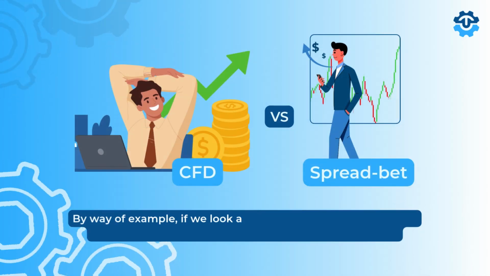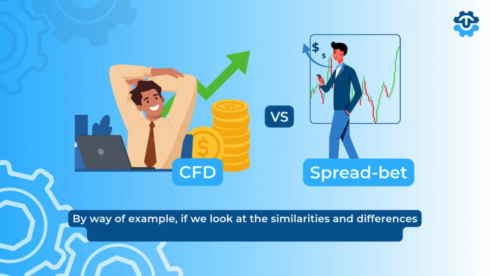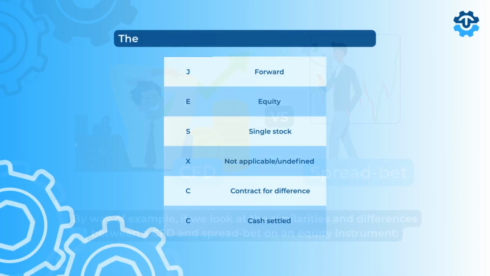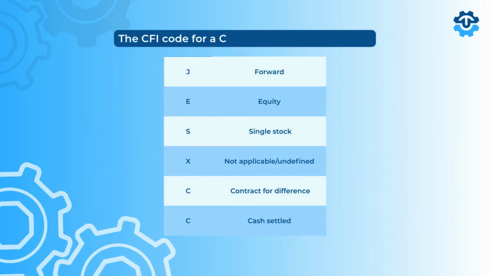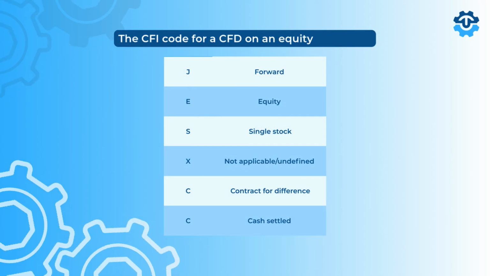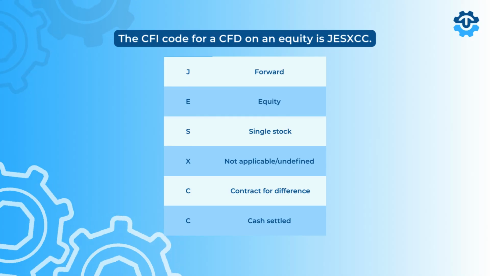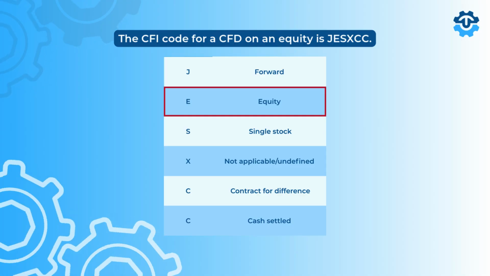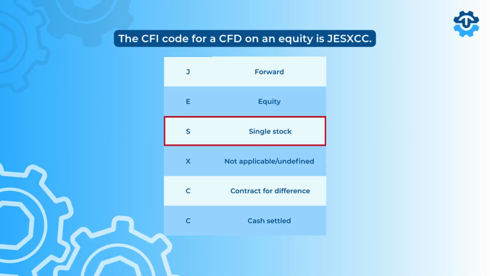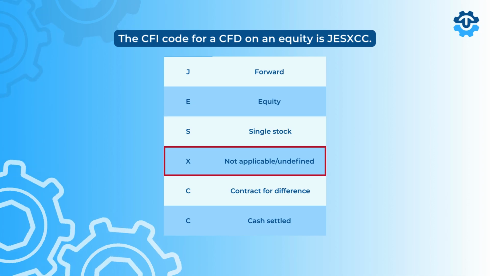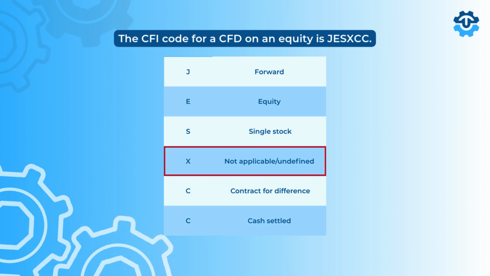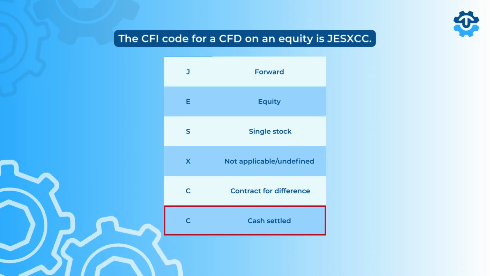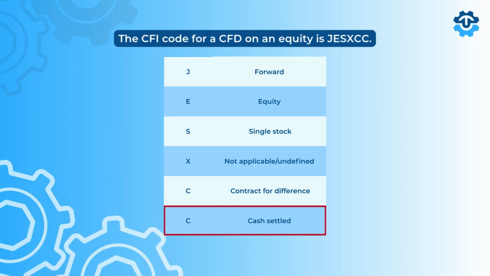By way of example, if we look at the similarities and differences between a CFD and spread bet on an equity instrument. The CFI code for a CFD on an equity is JESXCC. J stands for forward. E stands for equity. S means single stock. X is not applicable or undefined. C represents contract for difference. And the final C means cash settled.